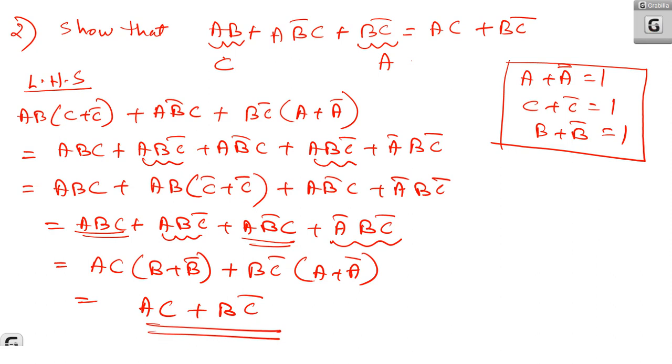So here what I am doing is, if some term is not there, you add it in the form of 1. How to add it in the form of 1? That term or that term bar. Okay, so coming to the next question, the third question.